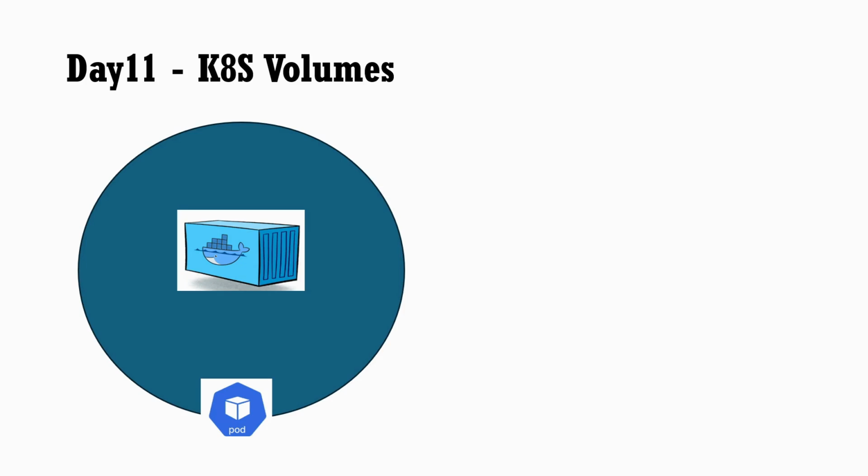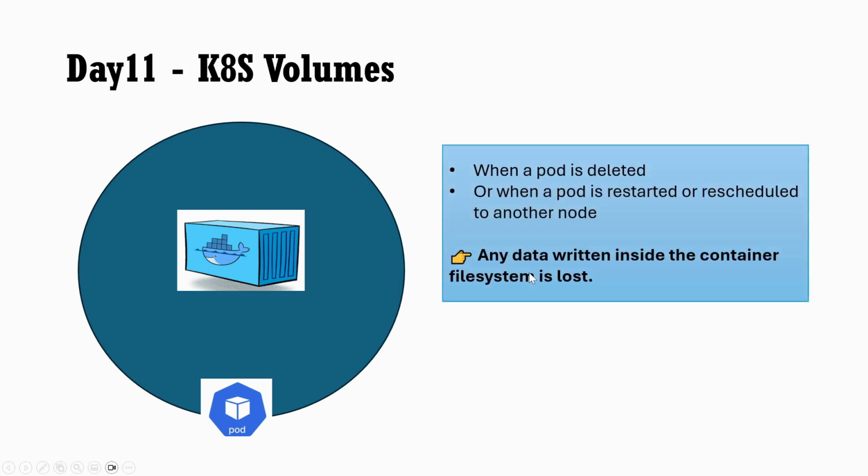As part of our Kubernetes DevOps series, today we are on day 11, volumes in Kubernetes. Let's get started. Why do we need volumes in Kubernetes? In Kubernetes, pods are transient, meaning temporary in nature. This means when a pod is deleted, restarted, or rescheduled to another node, any data written inside the container file system is lost. So if your application writes data inside the pod, that data will not survive pod deletion or restart.